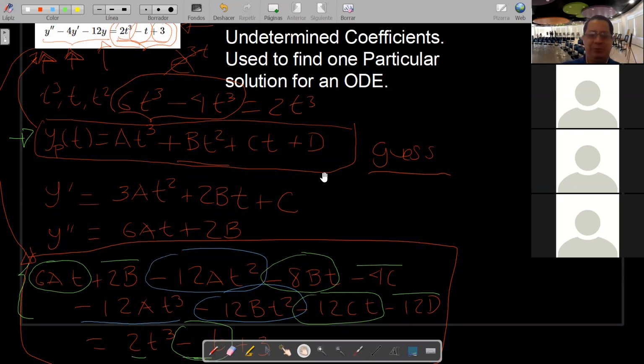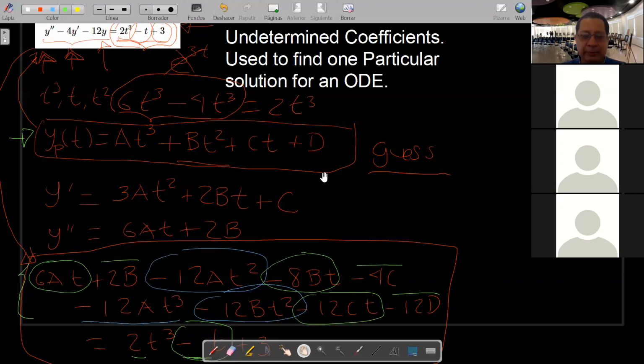Now, how can you be sure that this is a solution? It's quite simple. Whenever you have a solution for an equation, that solution must satisfy the equation. And we have done that. We have said, okay, let's find the first and second derivative and let's replace those values on our equation. If it is true that this is a solution, our guess has to satisfy the equation.